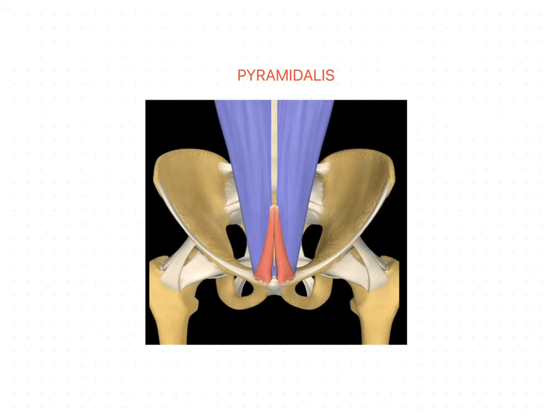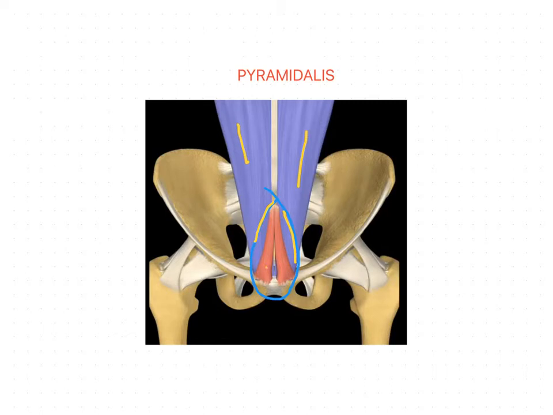So this muscle is an inconstant small flat muscle, triangular in shape, which is situated in front of the lower part of the rectus muscle. So this is the rectus abdominis muscle, and it is present in front of the lower part of this rectus muscle.